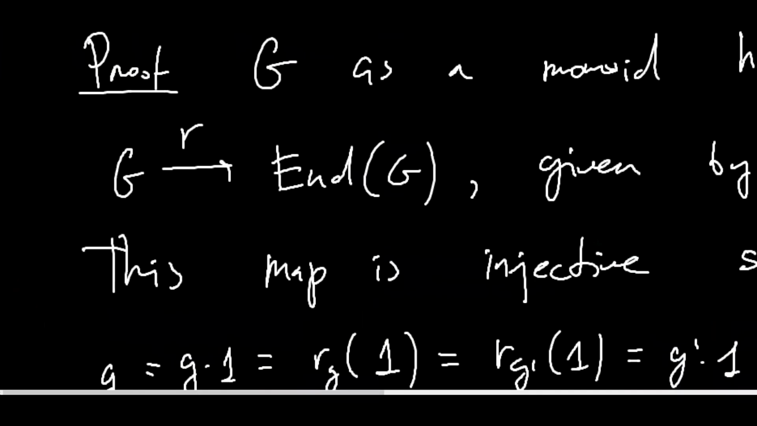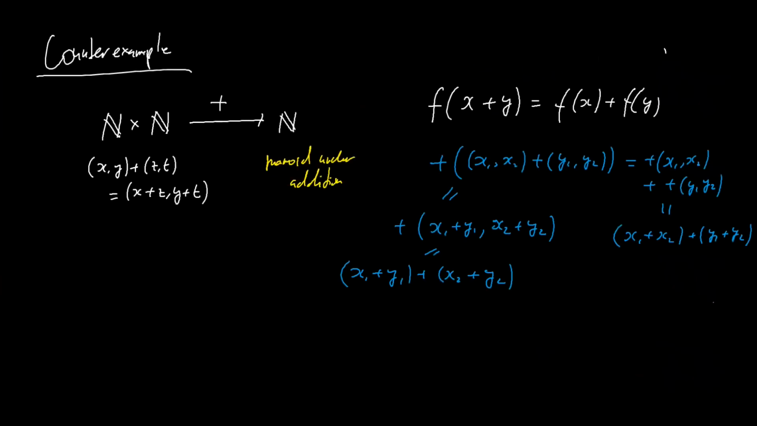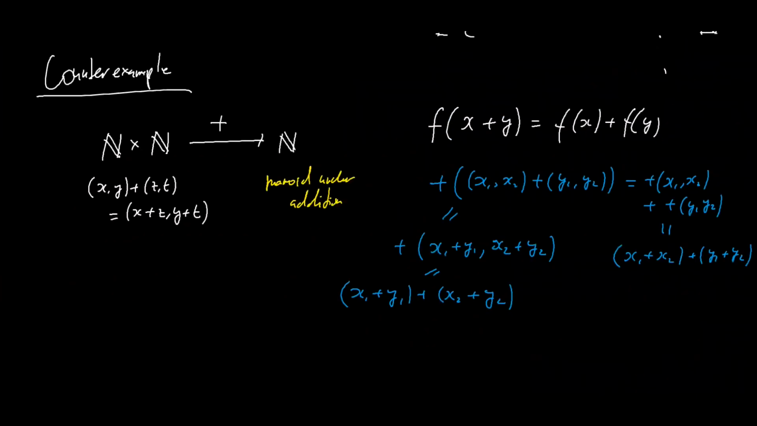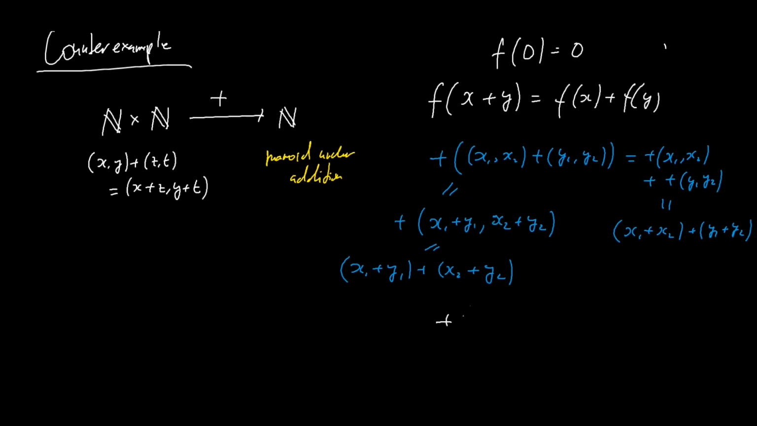So addition as a function turns out to be a monoid homomorphism. In fact, we just proved that it's a magma homomorphism, but it's also a monoid homomorphism because of the identity element. So what does it mean to preserve the identity element? It means that f of 0 must equal 0 on the other side, and the identity element on this side is the pair 0, 0, and that equals 0 plus 0, which does equal 0.